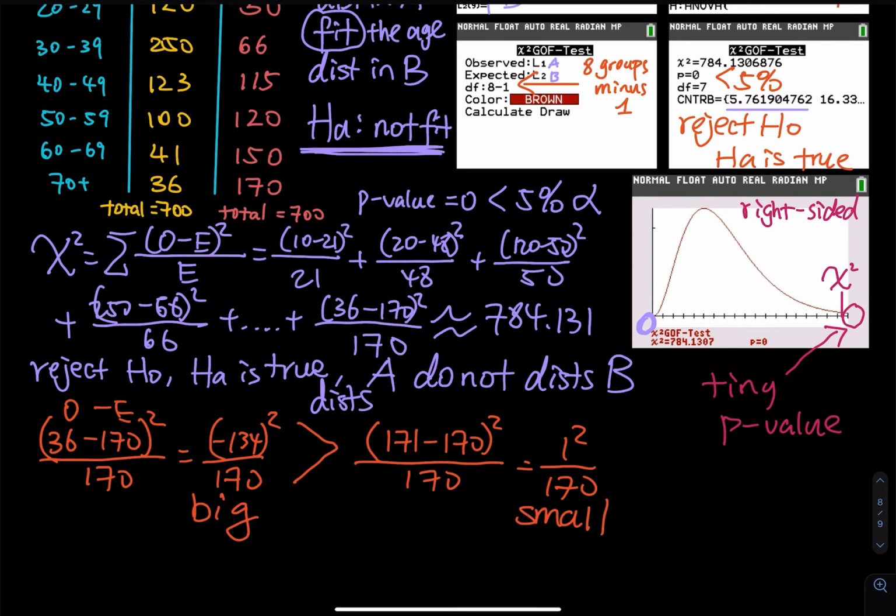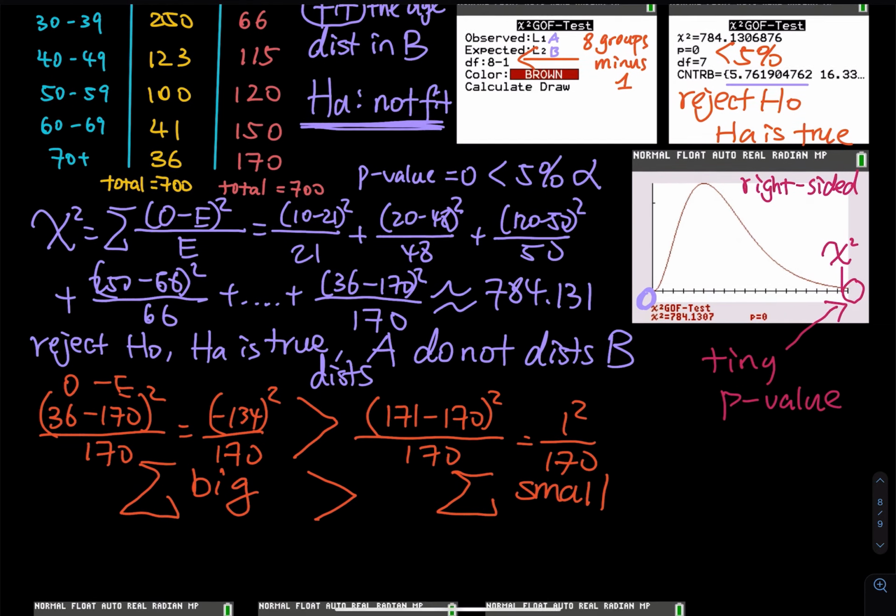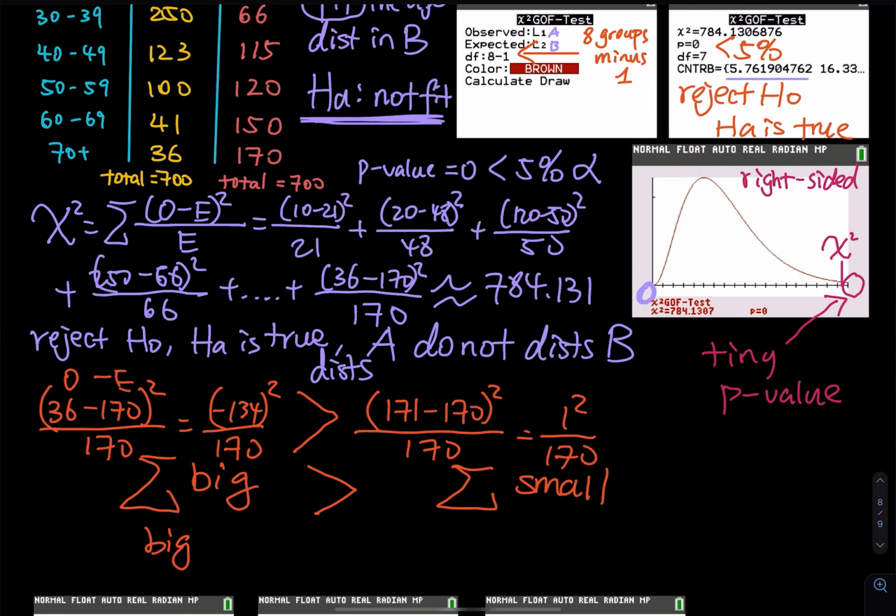Now, you do not have only one quotient. In this problem, you have how many? You have 8 quotients, right? You have 8 fractions added together. So you are doing the sum of big fractions. What happens to the sum of small fractions? Which sum is bigger? The answer is, this is bigger, right? So this one, you have a big chi-square versus a small chi-square.